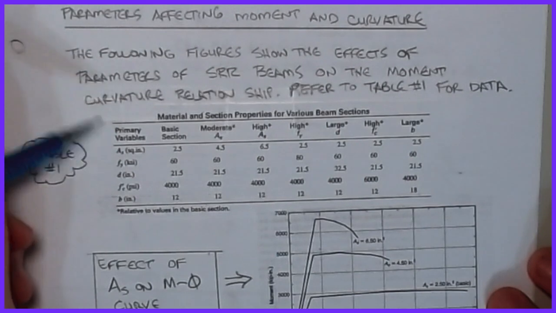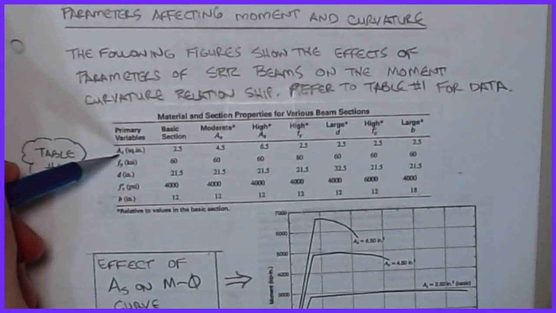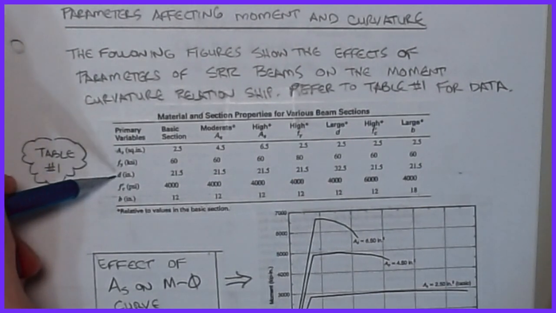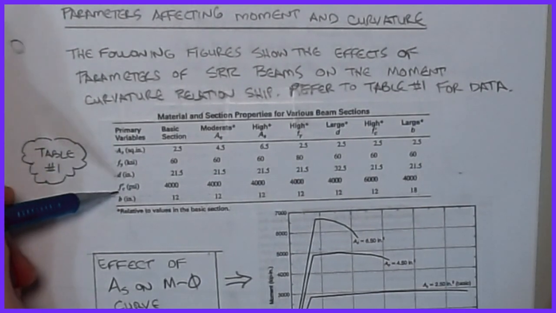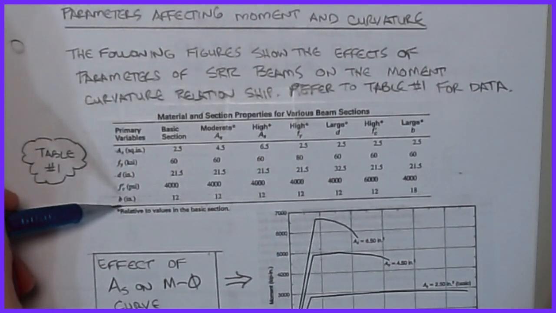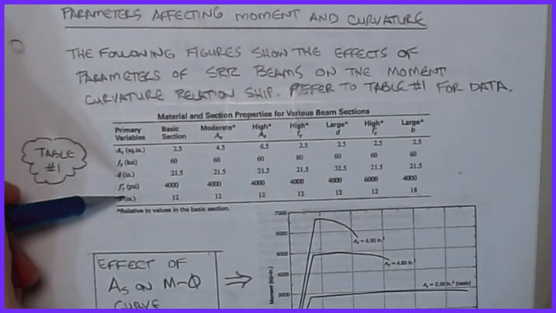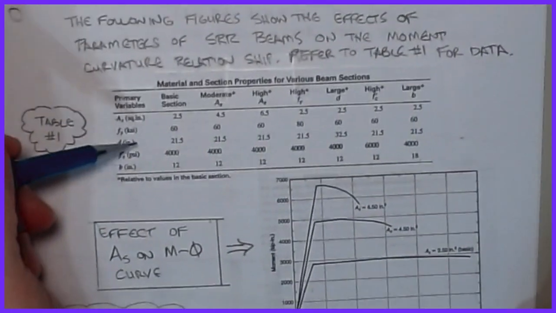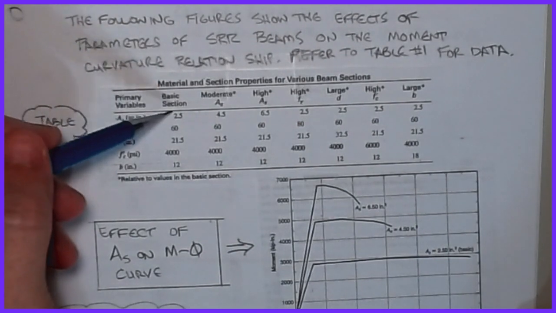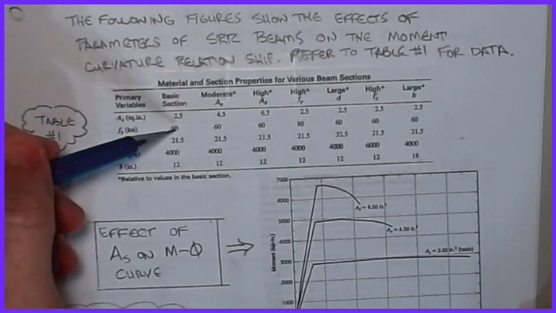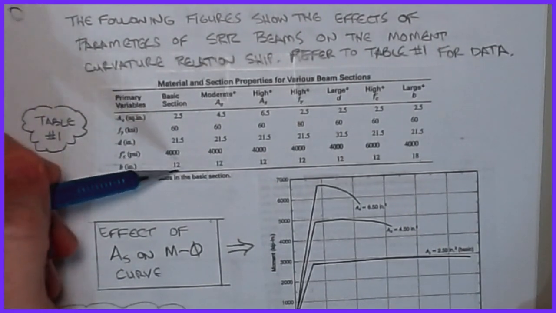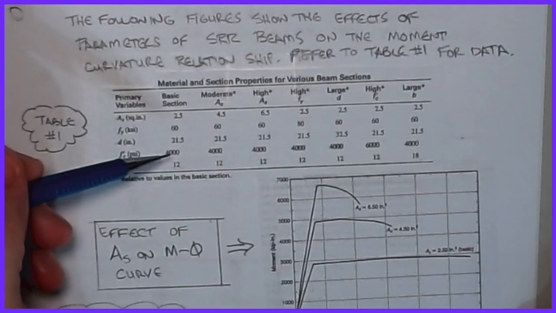some of the values. The primary variables we want to look at: I want to vary the area of the steel, I want to vary the yield stress, I want to vary the depth of the beam, F prime C, the compressive strength of the concrete, and then the width. We'll show what happens to these as we run the analysis and look at our moment curvature relationships. We've got our basic section that had an area of steel of 2.5, Fy 60, the depth 21.5, F prime C 4,000, and the width is 12. That's the picture that we showed on the last page.